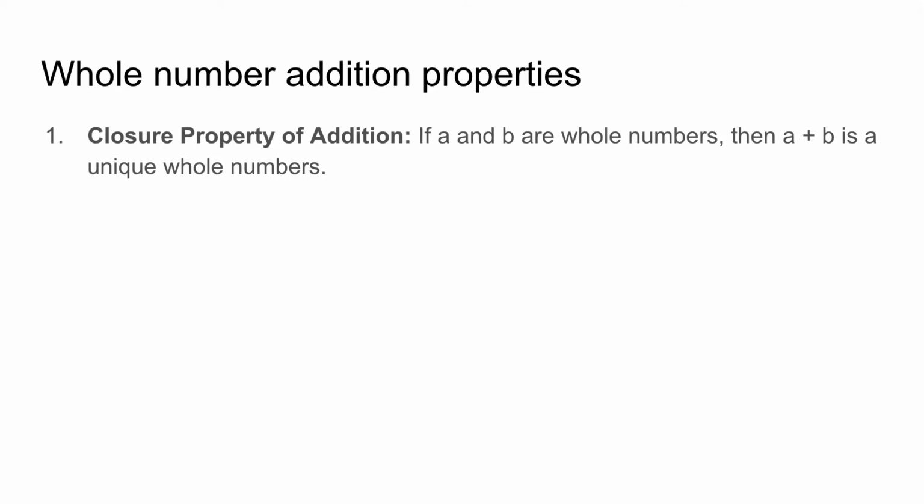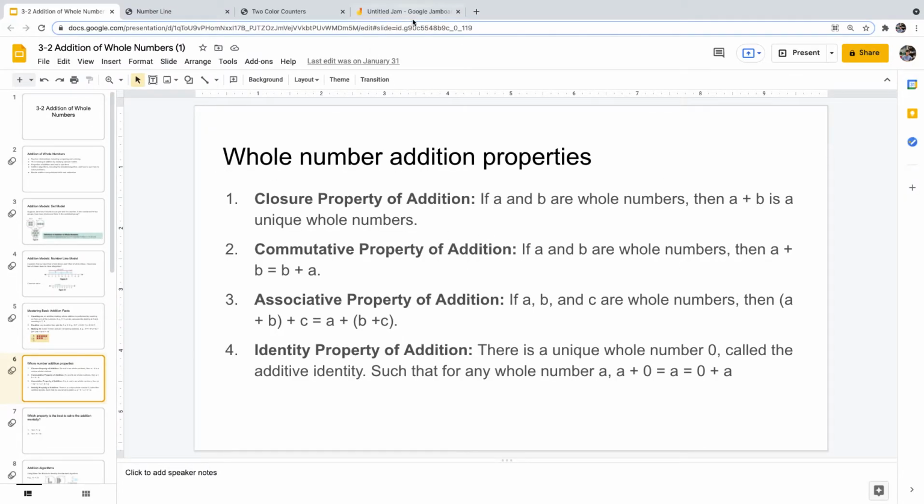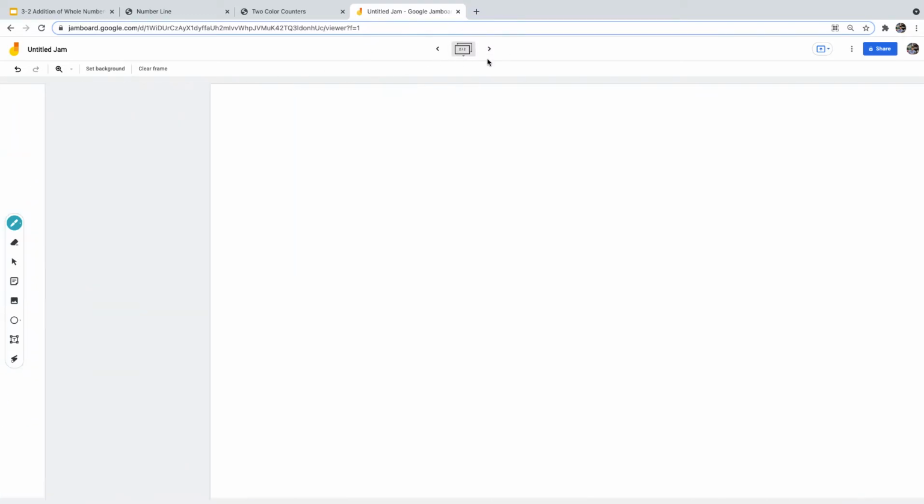Closure property of addition. Closure property of addition means if you have two or more numbers that are whole numbers, then the sum of those numbers has to also be a whole number. Okay? So for example, let's go to the next page.